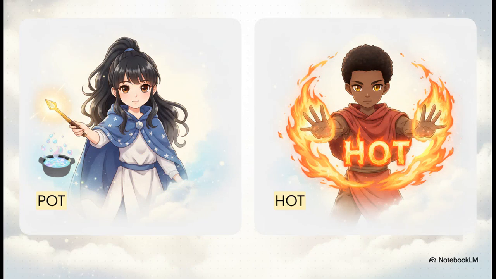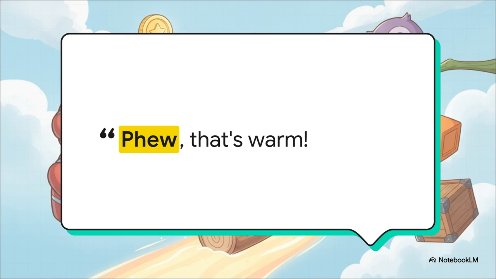Now, the true power of this framework, it lies in substitution. If we take POT and just swap that initial P for an H, the meaning shifts instantly. Boom, we've created hot. It's honestly like a linguistic magic trick. As our source material points out with the phrase, pew, that's warm, altering just one single consonant completely shifts our mental image from a simple, everyday vessel to a steaming, hot surface.